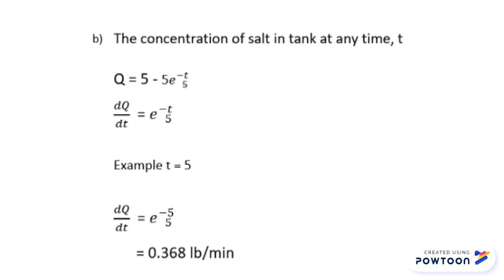By differentiating the current equation, we derive a new equation that allows us to solve this new problem by substituting the value of t into the equation. We get the value of the concentration of salt in the tank at t equal to 5. So we get the value, which is 0.368 pounds per minute.